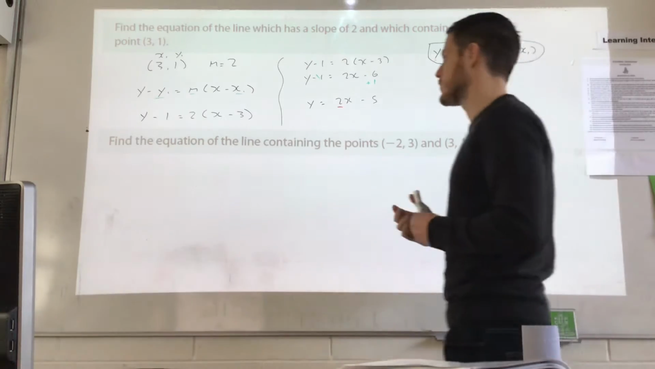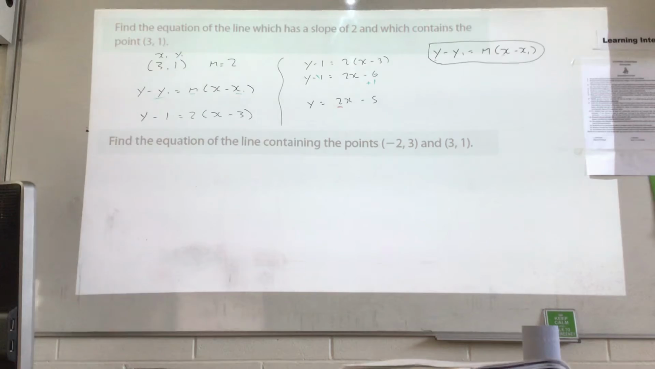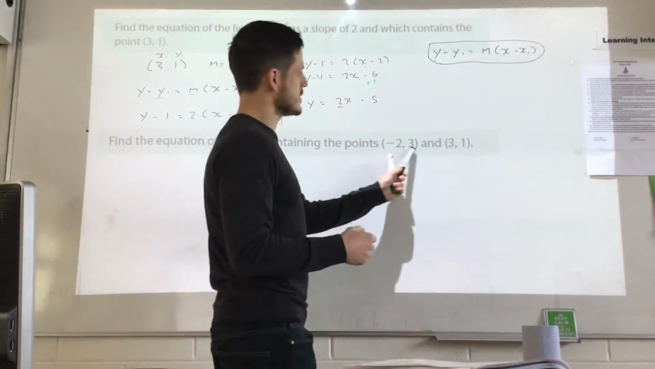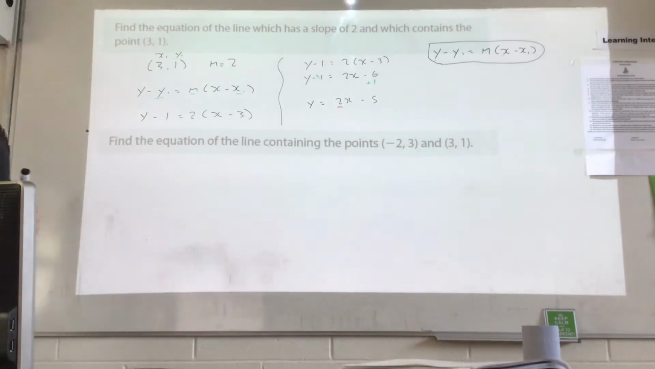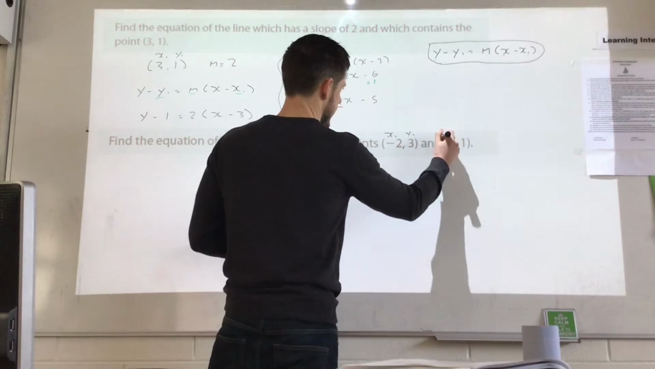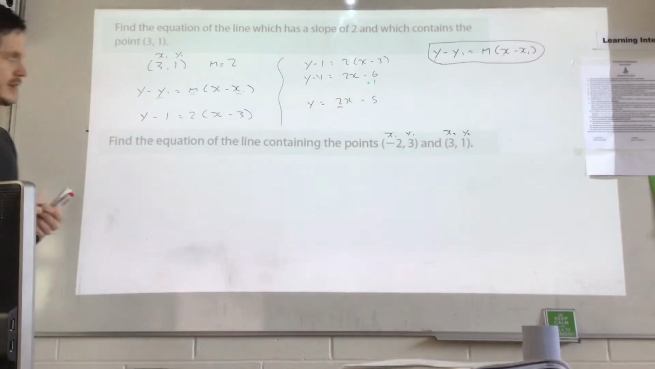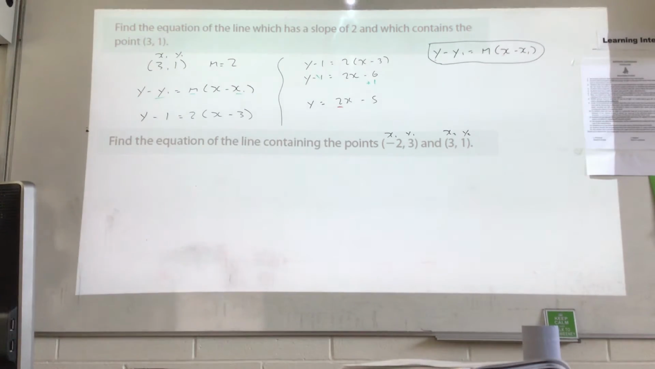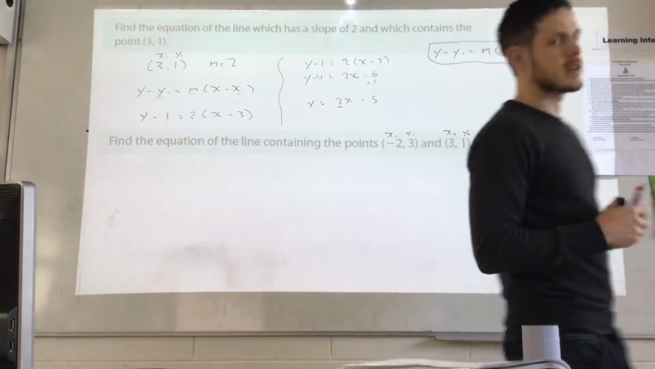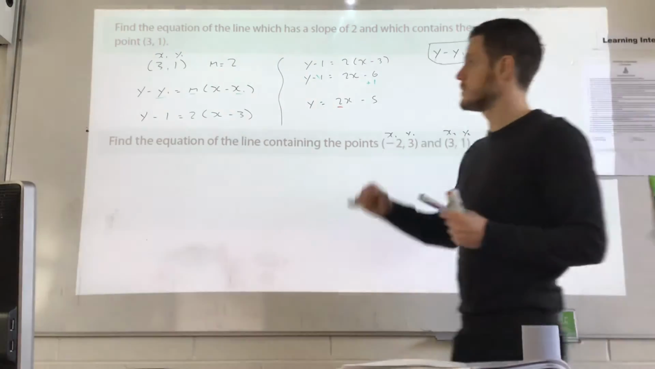Have a look at a slightly more difficult one now. Not massively more difficult, but we have another step involved. Find the equation of a line containing the points minus 2 and 3, and 3 and 1. Well, in this case, I've got x1, y1, x2, y2, but what I don't have is the slope. And in order to get the slope, I need to sub these into the formula.